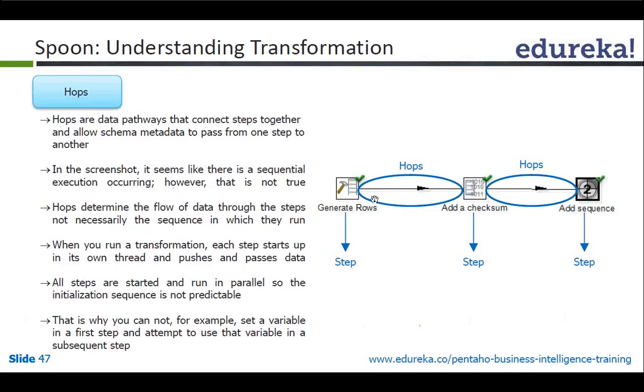Hop determines the flow of data. So the direction is important. You can change the direction, so not necessarily data has to be unidirectional. One particular step can feed the data to multiple steps. When you run a transformation, each step starts up in its own thread. So it is essentially a multi-threaded application and pushes and passes data.